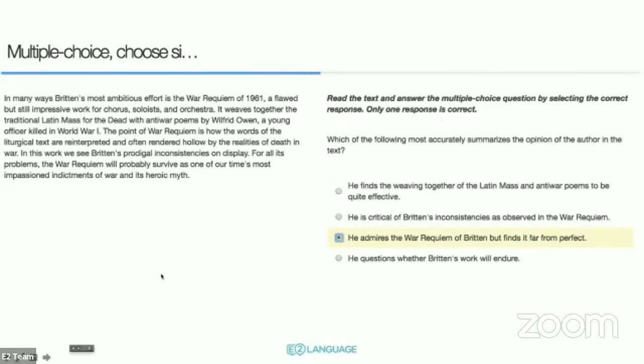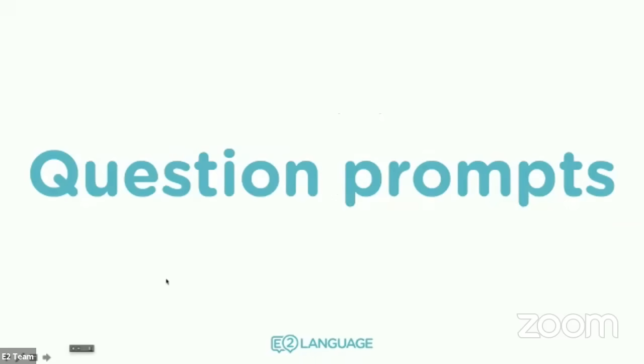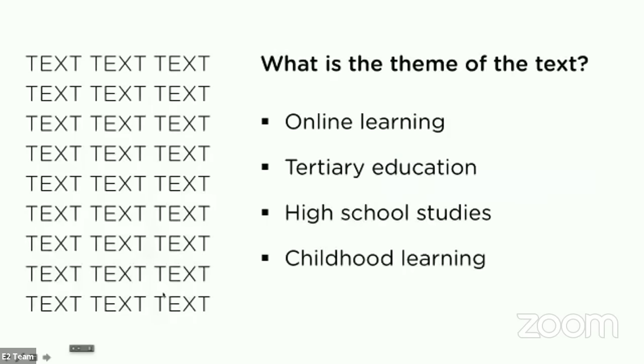No problem. The text has about 110 words max. So it's quite short. The text is short. Multiple choice, multiple answers is in fact quite a bit longer. Okay, and you're going to get 2 or 3 of these types of questions on test day. Fine. Let's talk about the question prompts because that's probably the most critical bit.